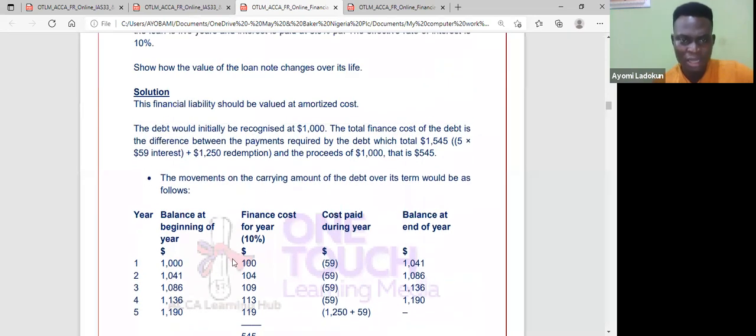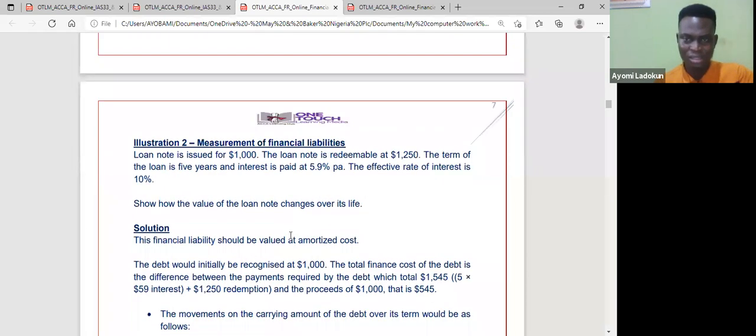So if you look at here, what was the balance? It was 1,000 because I received 1,000. That's the fair value, okay? If there's any cost, I would have removed it. Then I charge 10%. How did I know that it's 10%? I said the effective rate of interest is 10%. Did you see that?